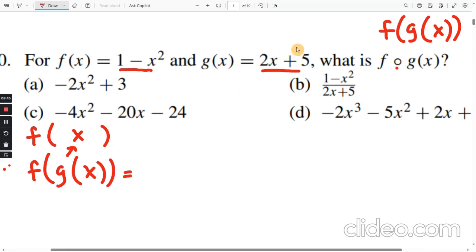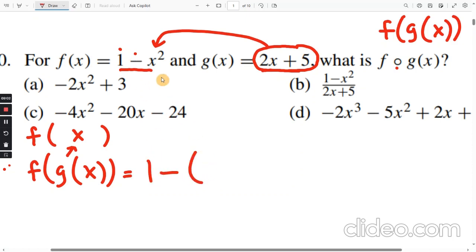So this right here is g of x. We're going to take that whole expression, and for the f of x function, we're going to plug it in right in place of x. So we have 1 minus, use parentheses whenever you plug it in, and that whole thing is x squared. This whole thing gets squared. 2x plus 5 squared. Now the answers are not in that form, so we're going to have to unpack this.